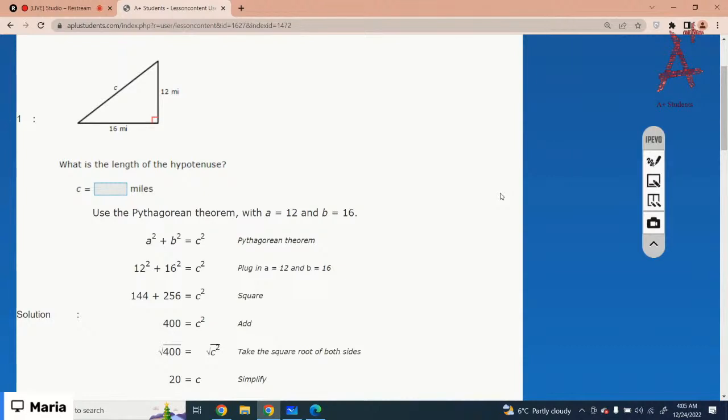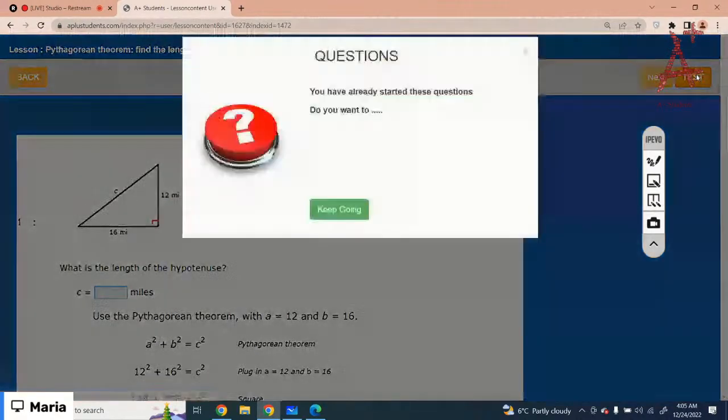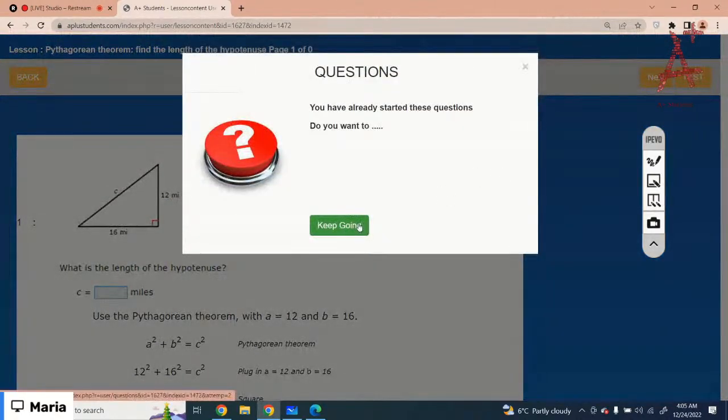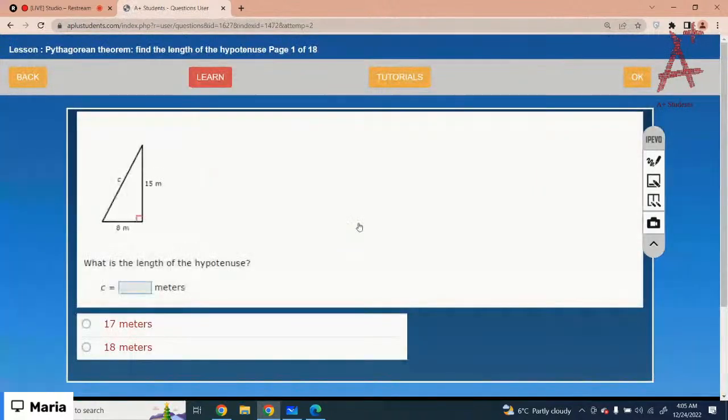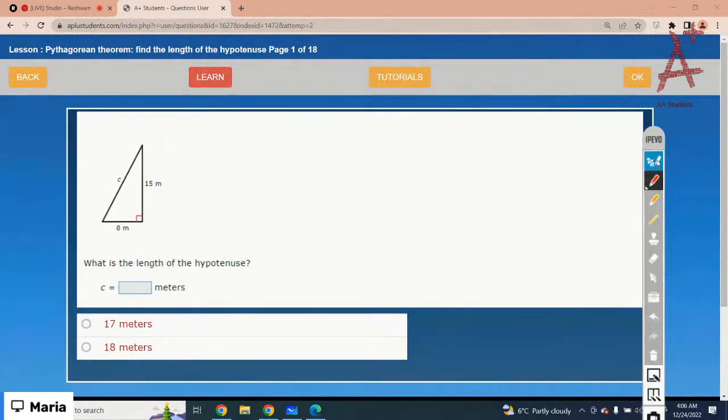Okay, let's start with the test questions. What is the length of the hypotenuse? You are given a right angle triangle. You have to find the length of the hypotenuse. We know that C square equals the sum of squares of the other two sides. So just put in all the values. A is 15, so 15 square, and B is 8, so 8 square.